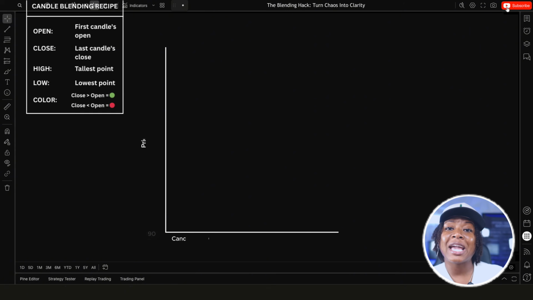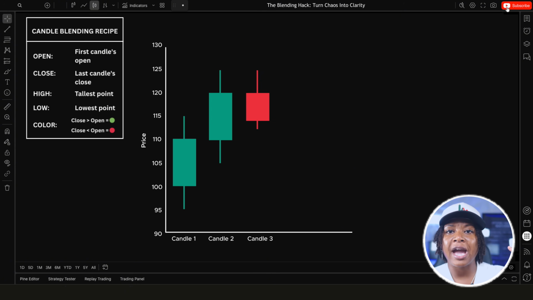Okay, so let's take these three candles. Candle 1 opens at 100, closes at 110. It has a high of 115 and a low of 95. Candle 2 opens at 110, closes at 120, has a high of 122 and a low of 105. Candle 3 opens at 120, closes at 114, has a high of 125 and a low of 112.